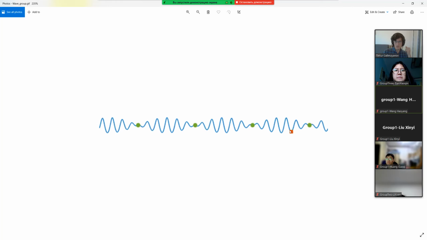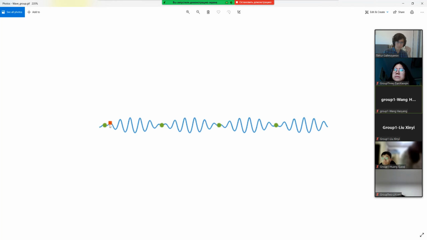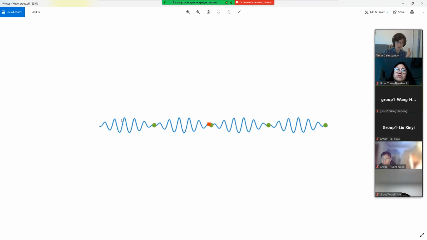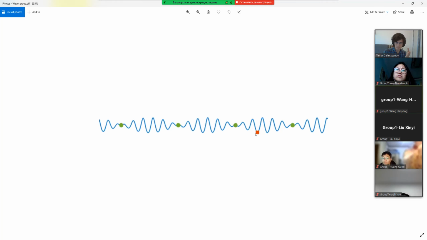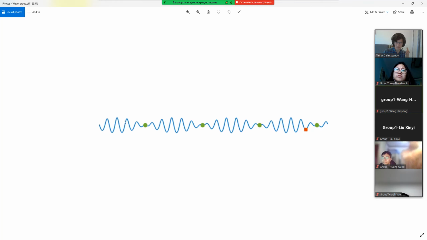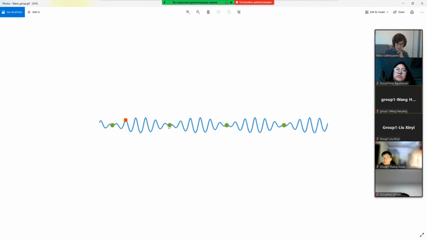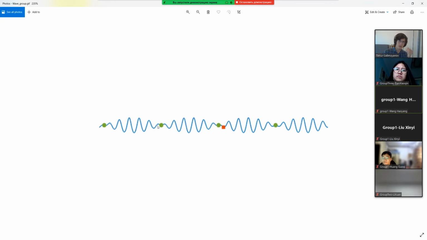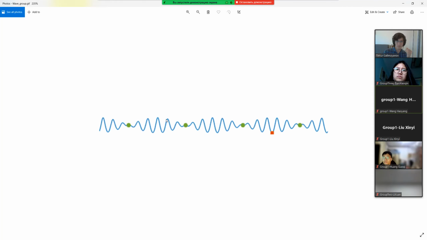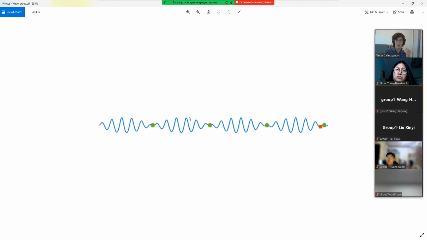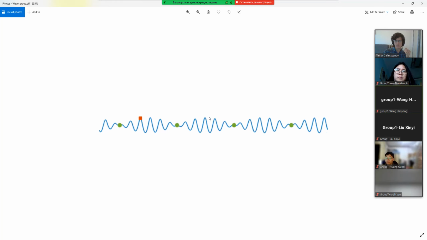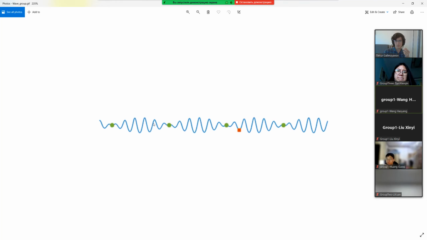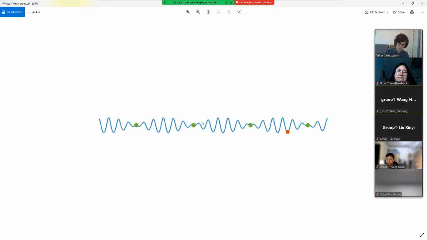The red dot describes the phase speed of the wave packet, and the green dot is the group speed. You see that the node, or the peak, of this wave packet propagates with the speed of this green dot, and the red dot propagates much faster than the green dot.